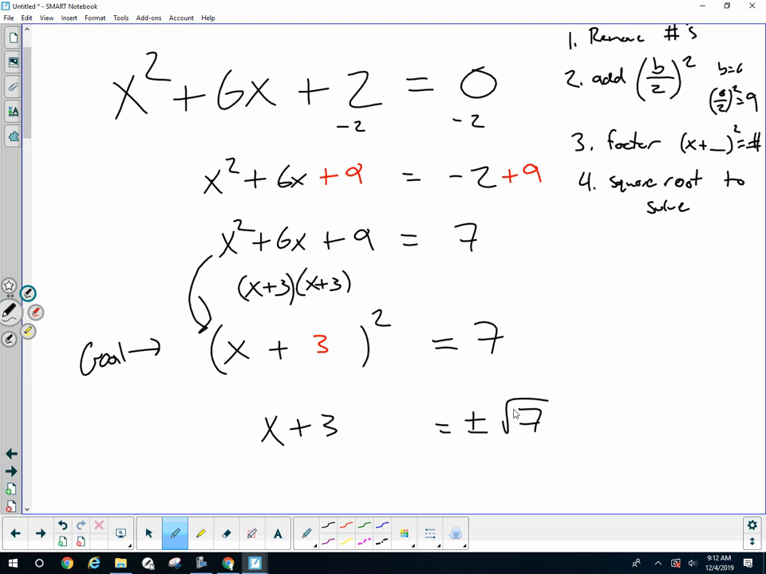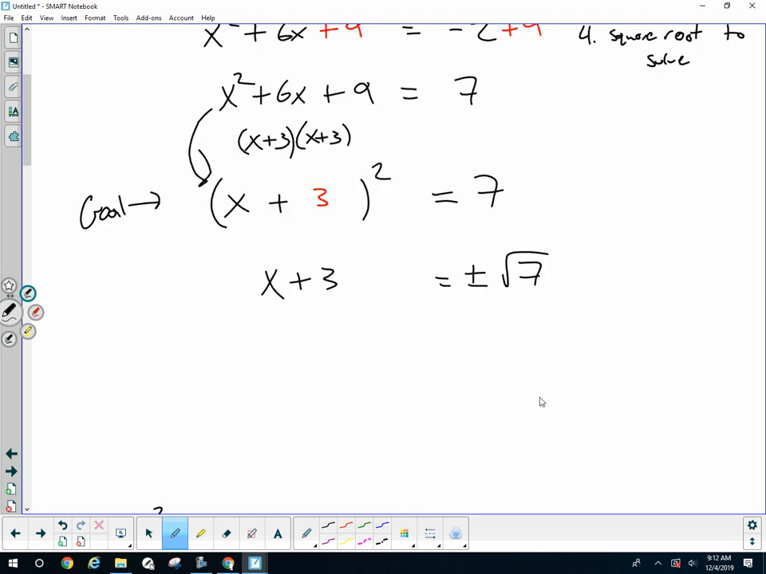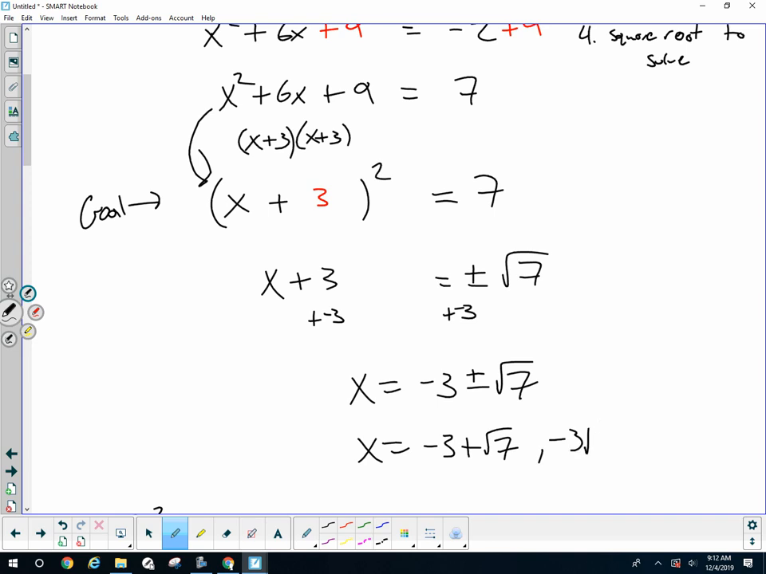Perfect squares to simplify this root 7: 4, 9, 16, 25, none of those go into 7, so I can't. My last step would be to solve for x by adding -3, giving me x equals -3 plus or minus root 7. You can leave your answer like this, or write out both of them, -3 plus root 7 and -3 minus root 7. You cannot simplify roots and numbers. They are not like terms. So just leave it like that.